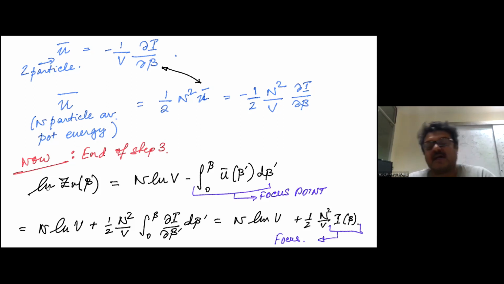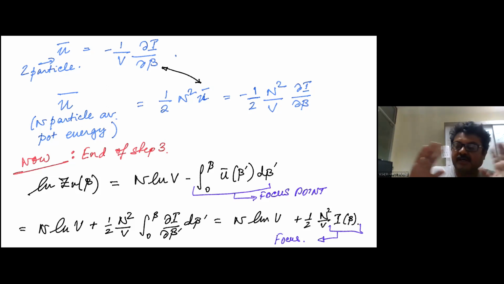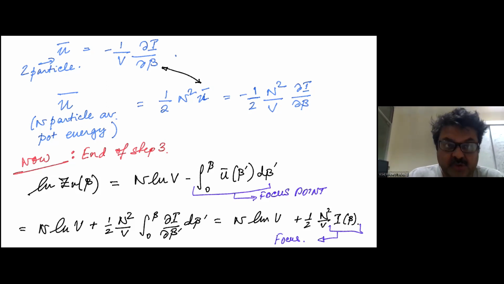Other than that, remember, there are these terms which are coming from the kinetic energy terms. So we are focusing only on Z_U(β). Now this, after this set of simplifications, has become (1/2) N squared by V times I(β), which is just a two-particle function. Other particles' coordinates are ignored.